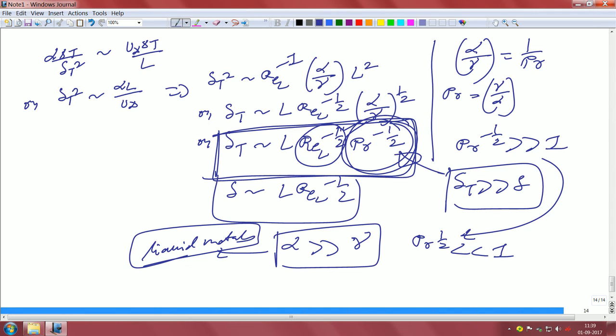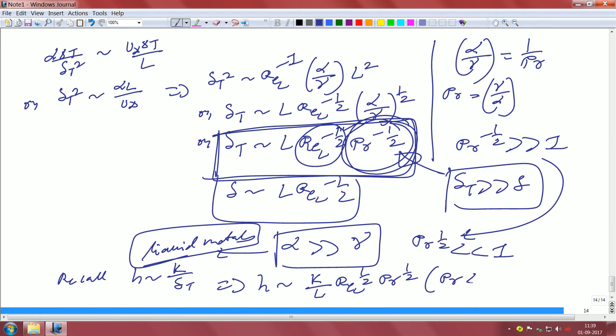Recall that H is proportional to K over delta T, that was what we said. So, H therefore becomes K by L, Reynolds number to the power of half, Prandtl number to the power of half, for Prandtl number much less than 1. So, you can see the heat transfer coefficient can be easily worked out through this scaling argument as a function of Reynolds number, which is the flow.